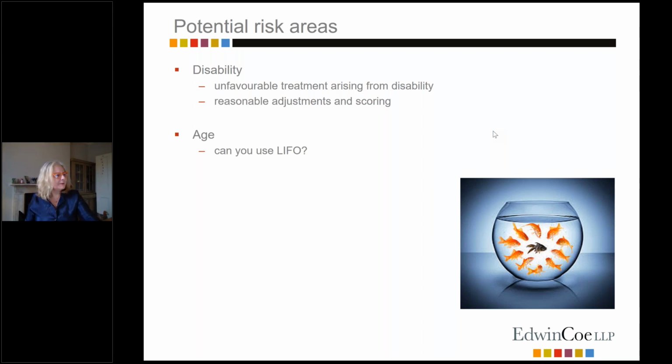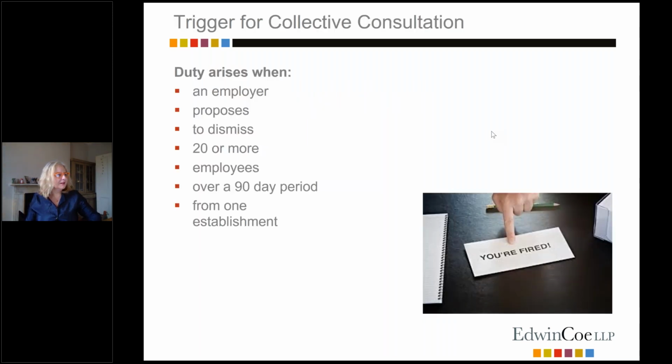Tanya, if you could just take me through to the slides on collective consultation. I raised this really as an aide-memoire. It's a seminar in itself, I'm afraid, because it's a complex area. But just bear in mind, at any particular site, which is termed an establishment, if you have 20 or more who are potentially affected by a restructure and a redundancy, then you need to think about collective consultation and whether or not the collective consultation obligations have been triggered.